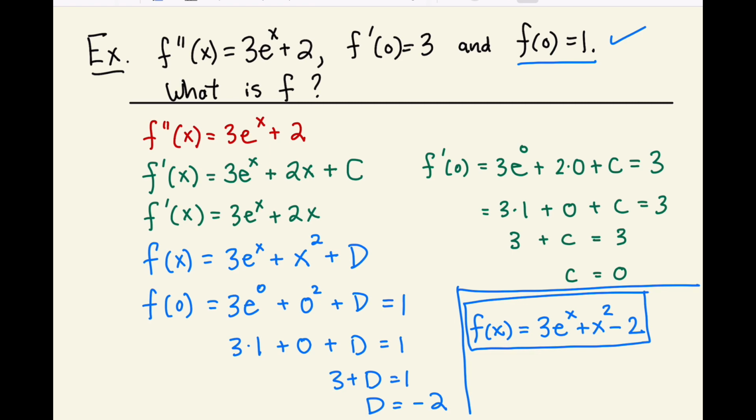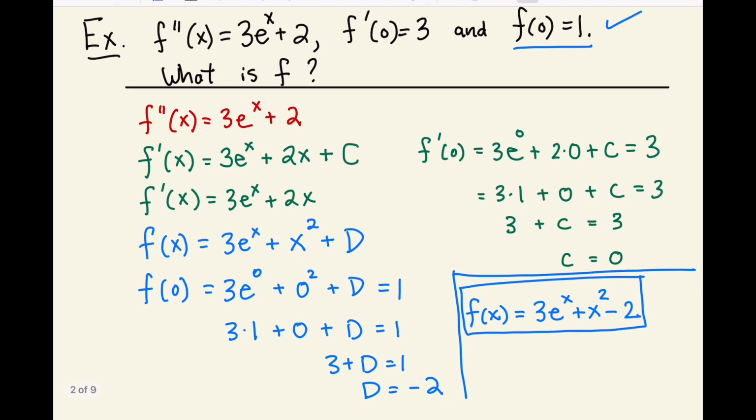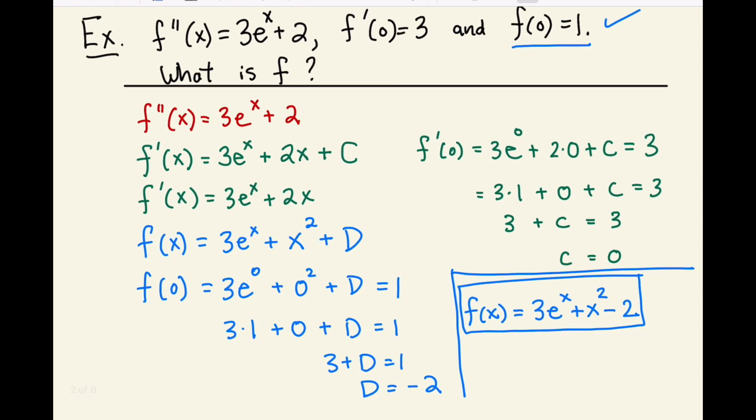So I'm going to check that. Okay, so let's just check. So we have f prime of x is 3e to the x plus 2x minus 0. And then I have f double prime of x is 3e to the x plus 2. So that checks out. That is exactly what I had for my second derivative here. Okay, and then my first derivative also checks out.